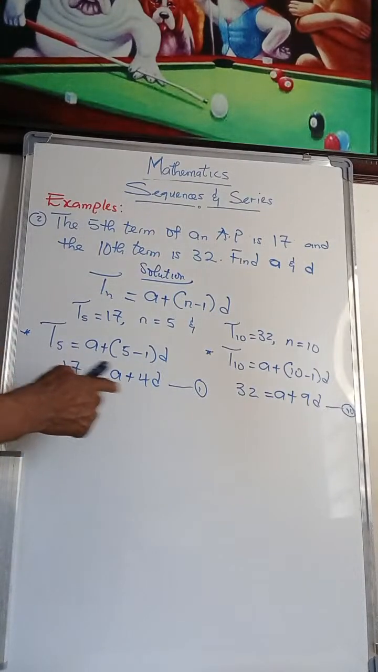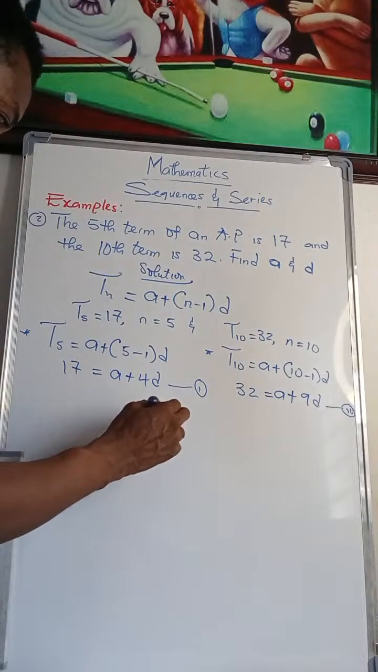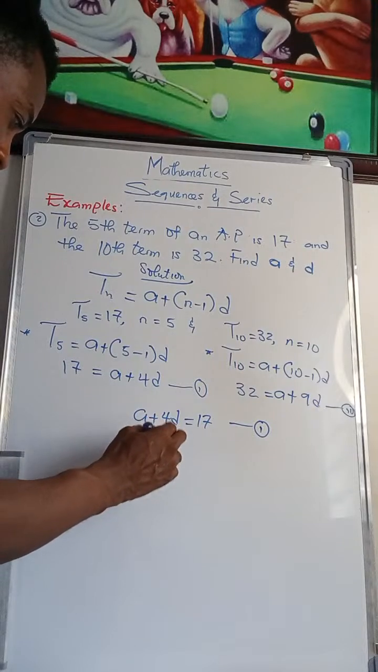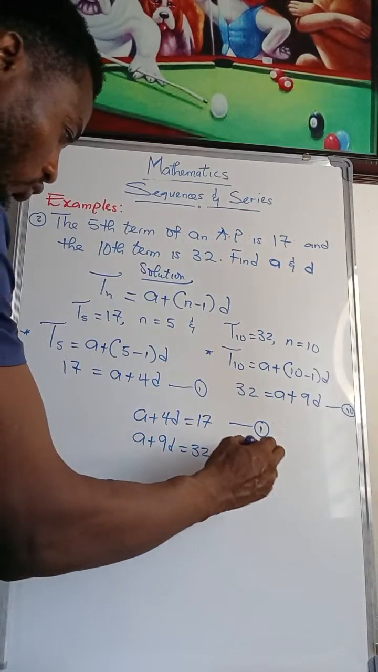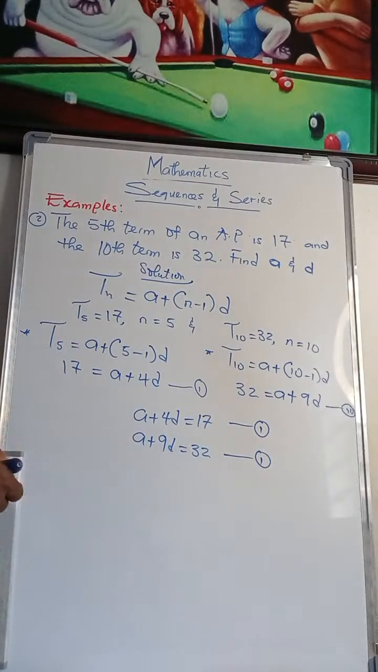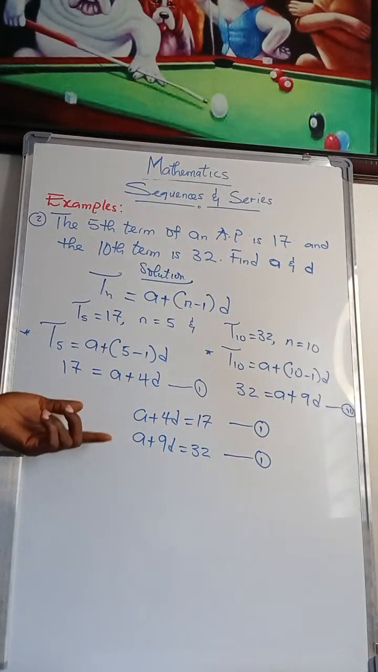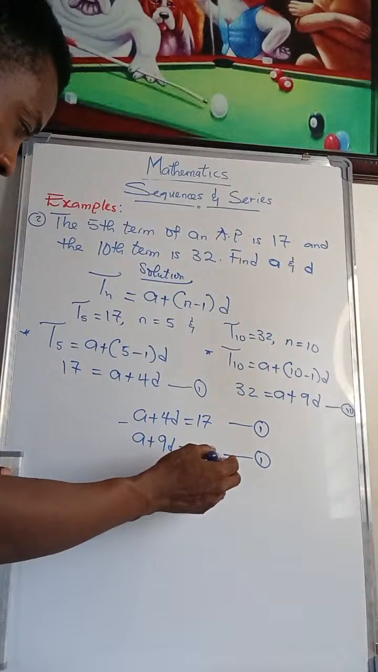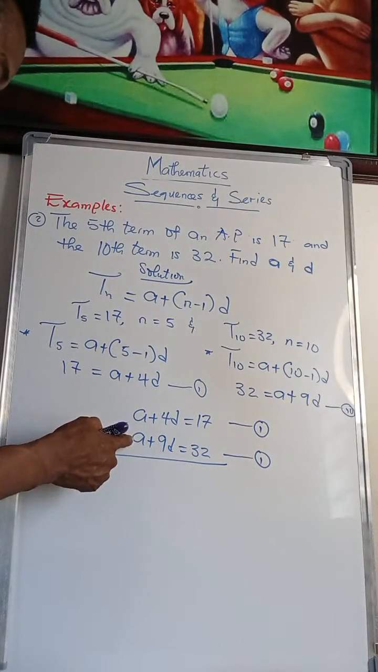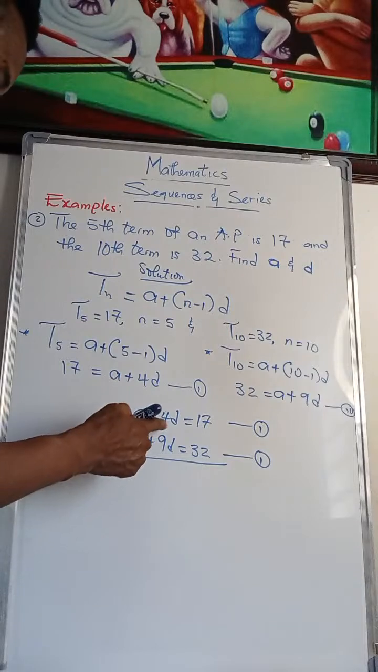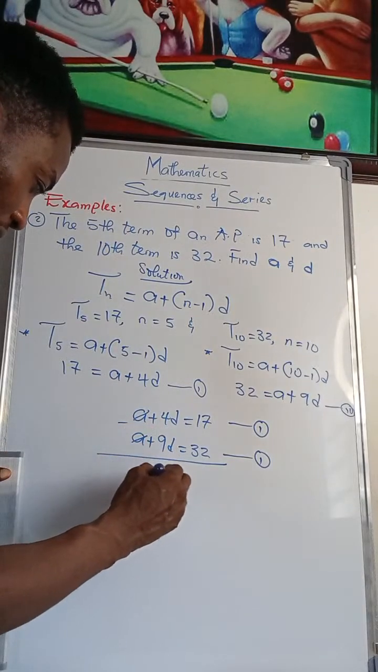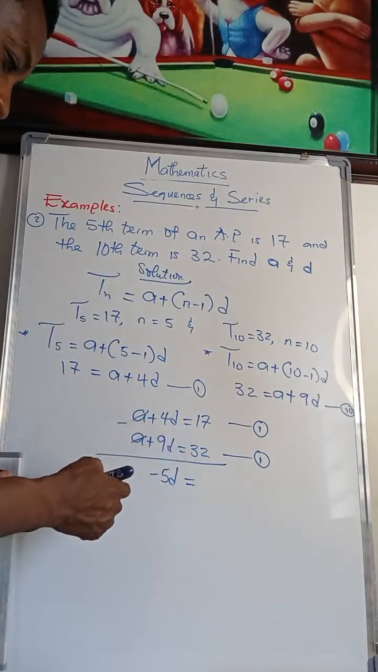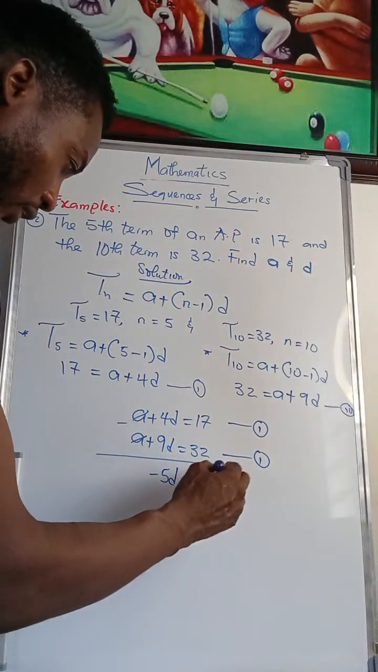All right, so we have equation 1, which is A plus 4D equals 17, and we have equation 2, A plus 9D equals 32. So how do we solve it? We can do substitution, or let's do elimination. Let's eliminate A by subtraction. A minus A will give us 0, and 4 minus 9 will give us minus 5. Here, 17 minus 32 will give us minus 15.